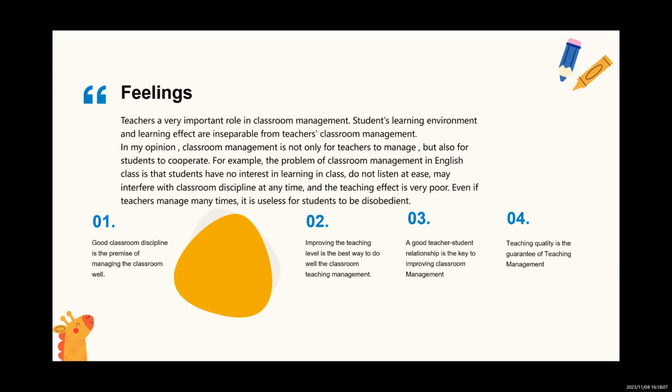And good classroom discipline is the premise of managing the classroom well. Improving the teaching quality is the best way to do well in classroom teaching management. A good teacher-student relationship is the key to improving classroom management, and teaching quality is the priority of teaching management.